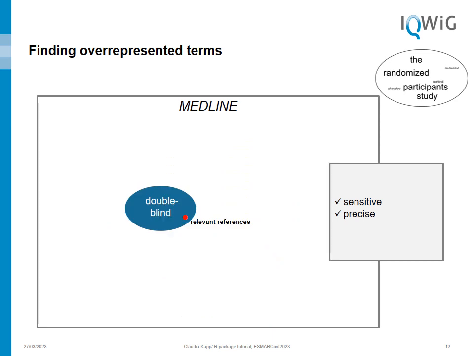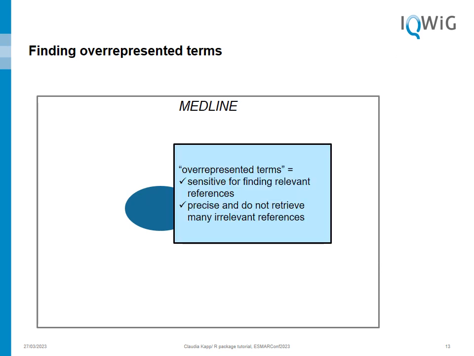Let's check another term in our gold standard. This looks much better. The term occurs in all of the relevant references, but it's not frequent in the target database PubMed. This makes it overrepresented in the relevant references. To sum up, the goal is to identify those terms that are overrepresented in the test set, so they appear frequently in our gold standard, but they are not frequent in other references in PubMed. To find these terms more readily, we created our R package.